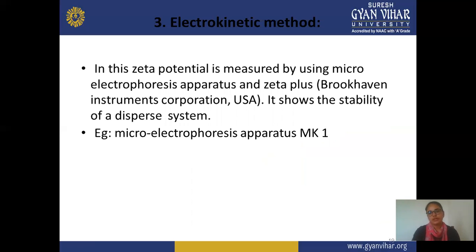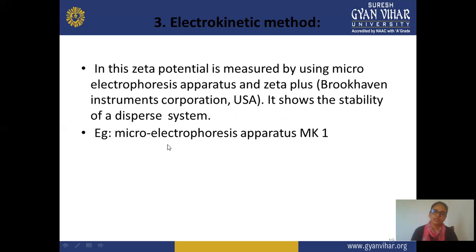Next is electrokinetic methods. Electrokinetic method for suspension. In this, zeta potential is measured by using micro-electrophoresis apparatus and Zeta Plus, Brookhaven Instrument Corporation USA, to show the stability of dispersed system. This zeta potential is also for suspension. In this, you check electrokinetic activity of your particles, or zeta potential of your particles, using micro-electrophoresis apparatus or Zeta Plus apparatus.